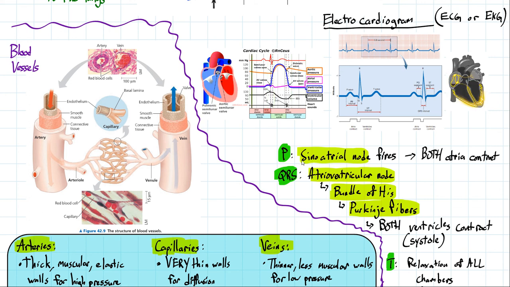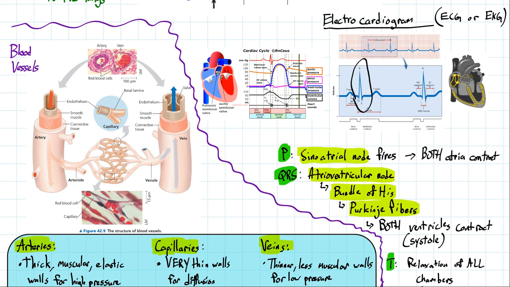The P is the signal that tells your atria, your right atrium and your left atrium, to contract. They contract at the same time due to a signal from a nerve structure called the sinoatrial node. Sino, like sine wave, and atria, because it's talking about your atria. Node being like a central location. So that electrical signal tells both of your atria to fire at the same time, pumping blood into your ventricles.